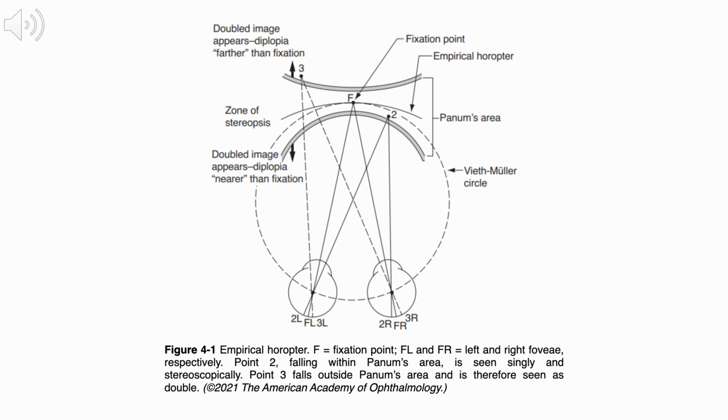If an object is farther away than the fixation point and outside that cushion, your brain can't fuse it anymore, so it looks double. That's uncrossed diplopia. If an object is closer than the fixation point and outside the cushion, it also looks double, but in the opposite way. That's crossed diplopia. The key idea is this: seeing double in these situations doesn't mean something is wrong. This is normal binocular vision working exactly the way it's supposed to.